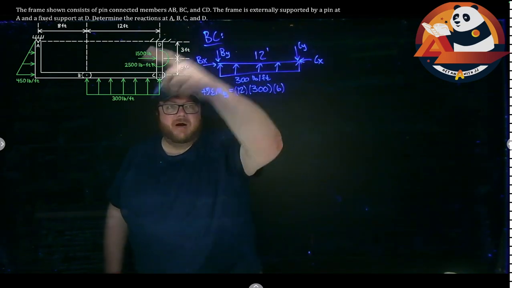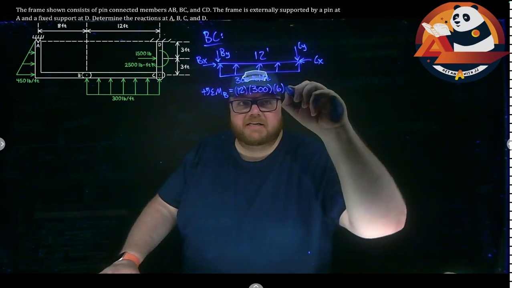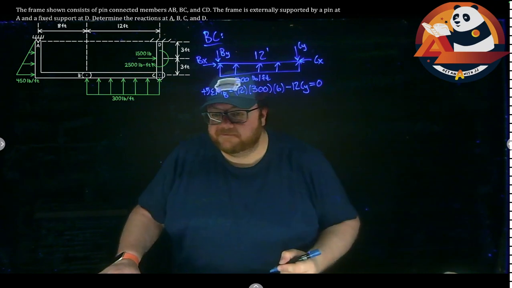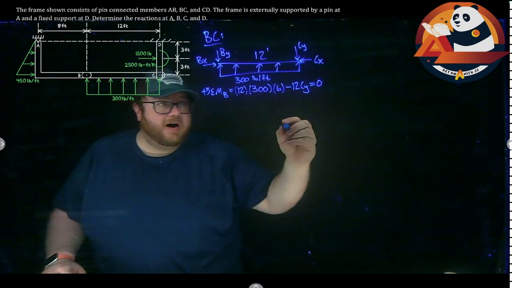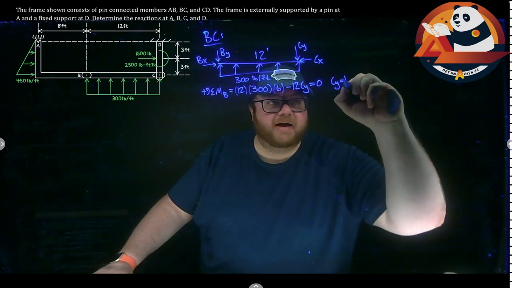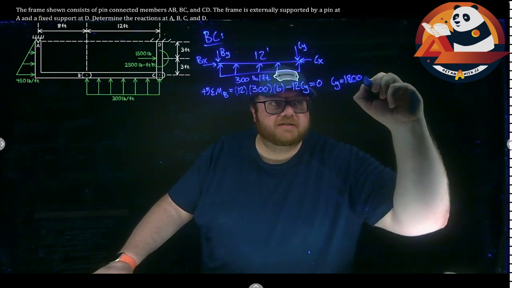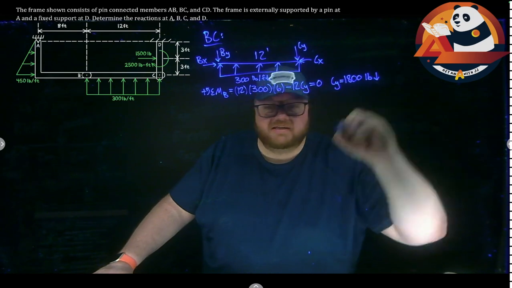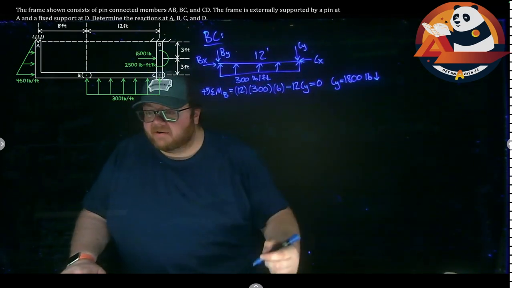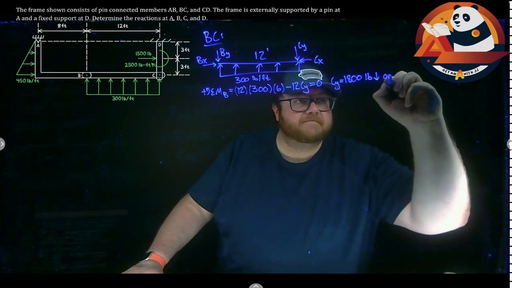CY will cause a clockwise rotation, so minus its moment, minus 12 CY, gets us to 0. Which I can solve for CY. I'll get that CY is 1,800 pounds. We're going down. And this was an internal connection here, so I want to specify which member: on BC.